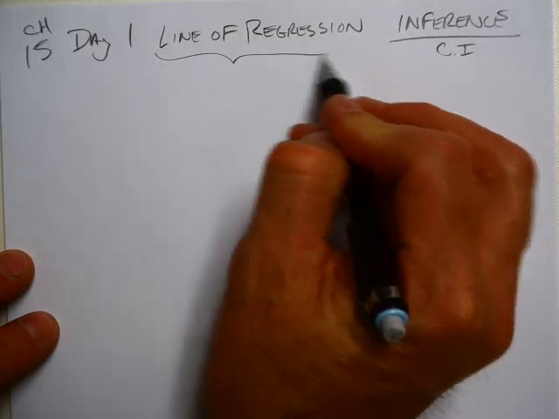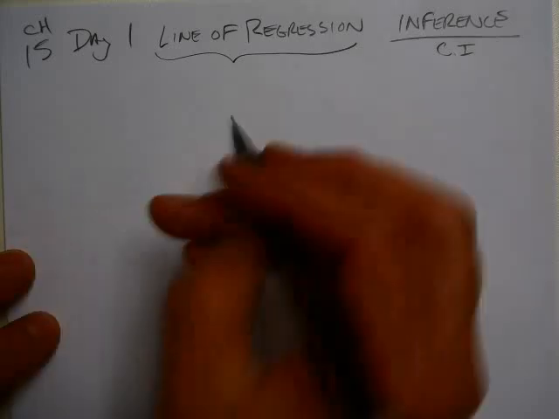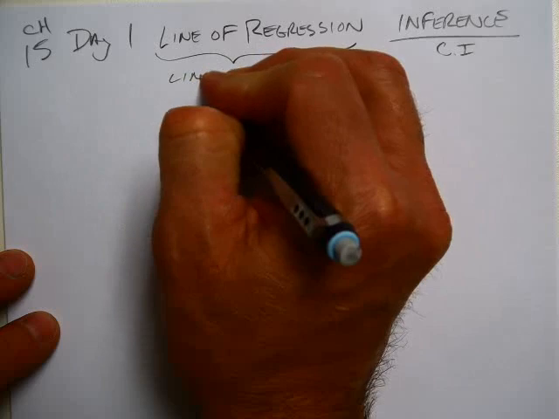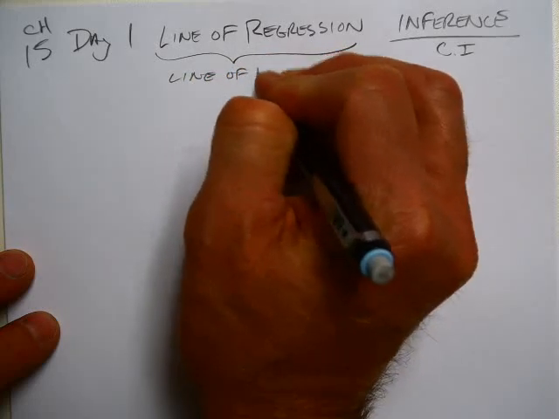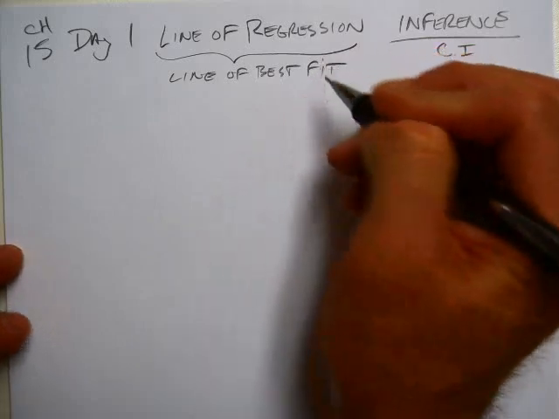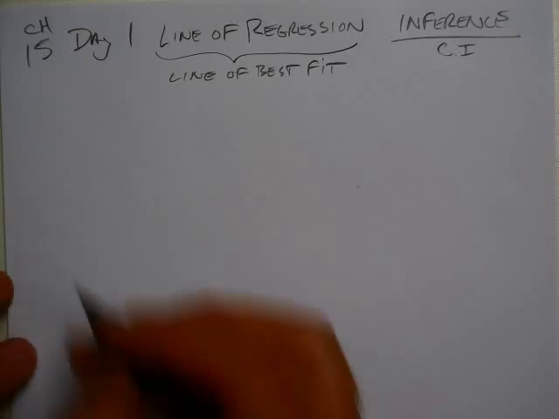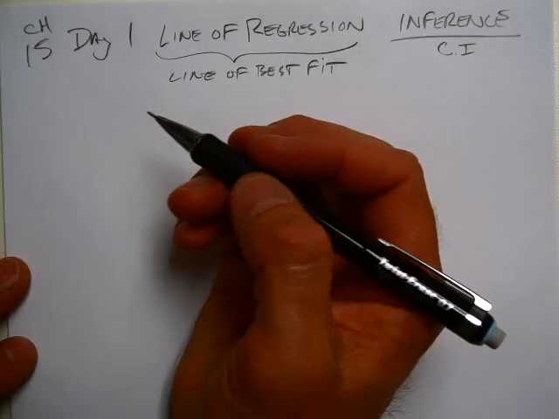What is the layman's term for line of regression? Anybody remember? Line of best fit, exactly. There's other things you'll see, least squares, line of regression. It's all the same thing. Line of best fit, line of regression, least squares, line.